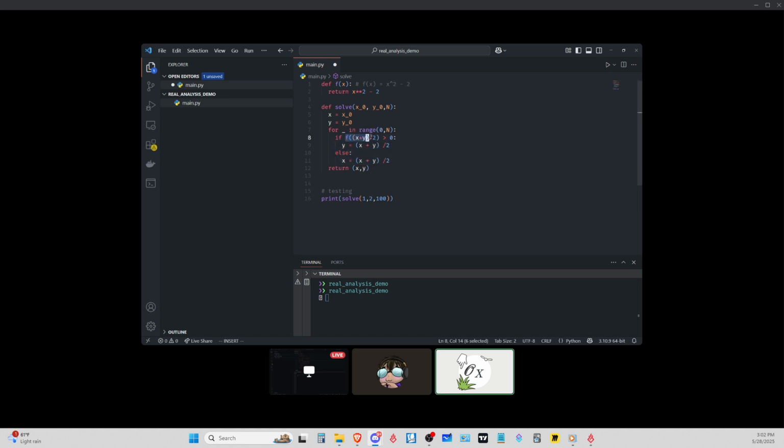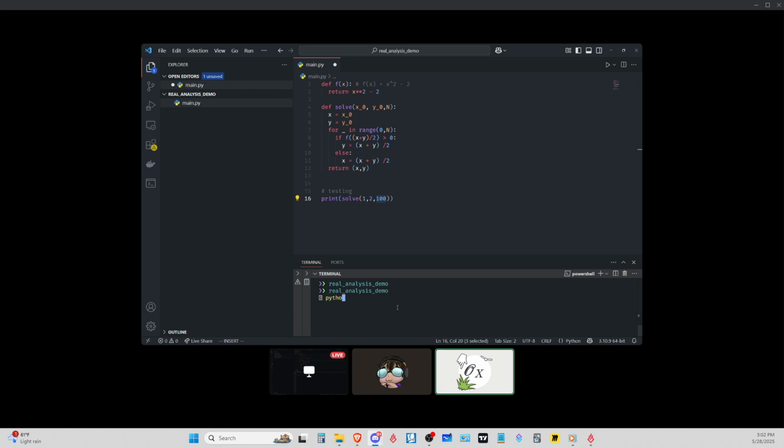First of all, it checks if the function at the middle point is positive. If that's the case, then it updates the value of y to be this point. Otherwise, it changes the value of x if the function f is negative at the middle. Now here I have some code which calls the solver, gives it the boundaries 1 and 2, and we're going to run it for 100 iterations. And now we're going to use the magic.